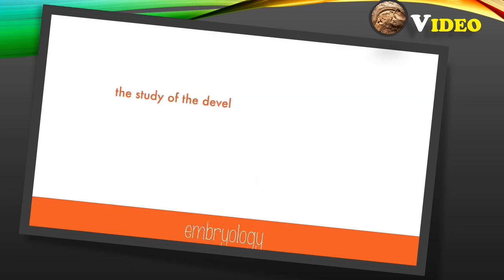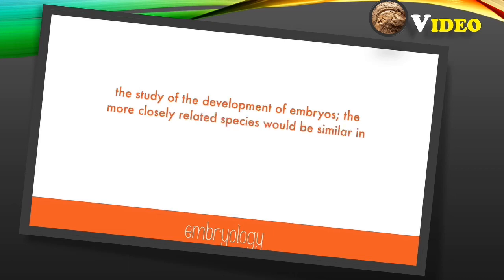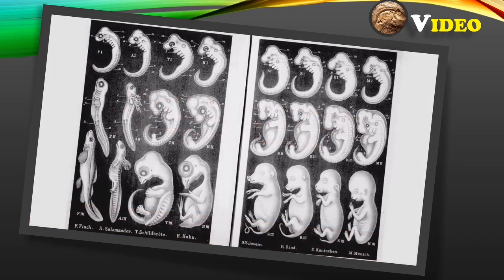Embryology is the study of the development of embryos. The more closely related species would be similar in their earliest stages of development. These exaggerated drawings by Ernst Haeckel were used to show similarities between early stages of an embryo among different species, including salamanders, pigs, and humans. Now, while they're not truly accurate, they were some of the first attempts at using embryology as evidence for evolution. Today, the stages are studied at the same point in their development, unlike these images.